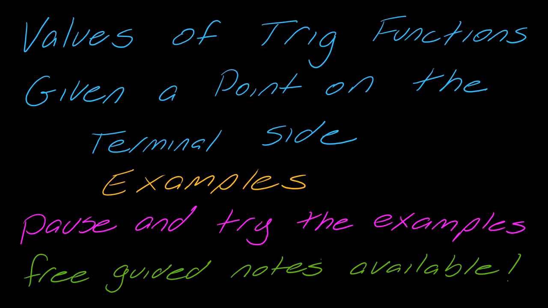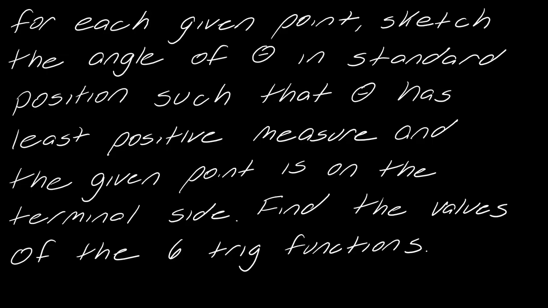Okay, so I'm going to talk about some examples where we have to find values of trig functions given a point on the terminal side. So let me just go into what the question is. I did this in another video, so these are just more examples. For each given point, sketch the angle of theta in standard position such that theta has the least positive measure and the given point is on the terminal side. Find the values of the 6 trig functions.